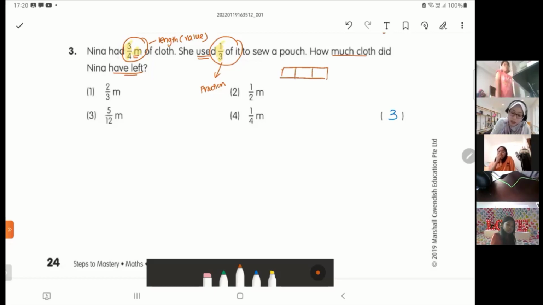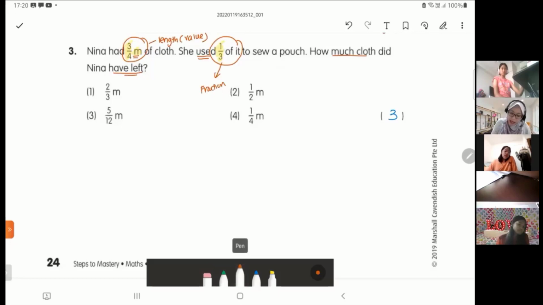3 parts. But 3/4, I cannot draw my model. Understand? My 3/4 means I cannot draw 4 parts and shade 3 parts. Wrong, because it's a value. Okay, you understand? Because this one is a common mistake that students will have. Okay. For this question, how do we approach this?